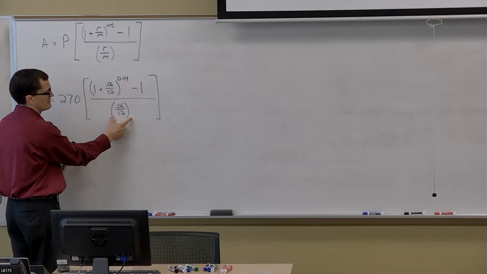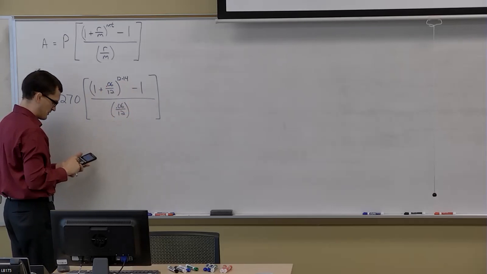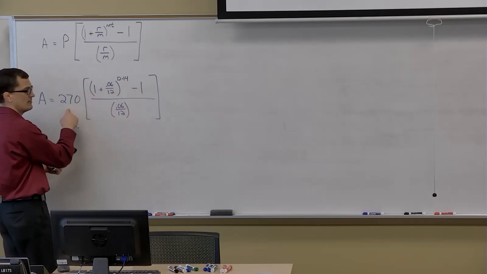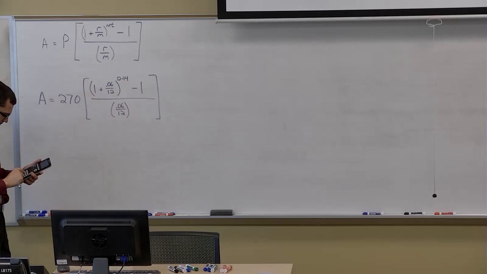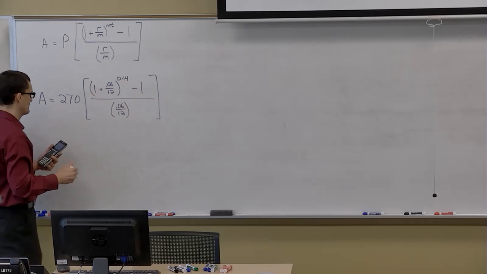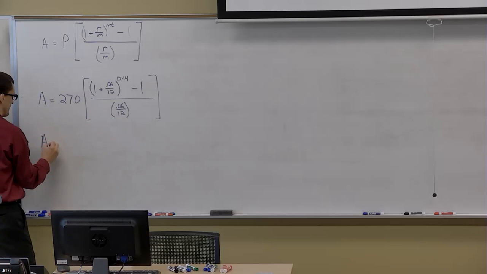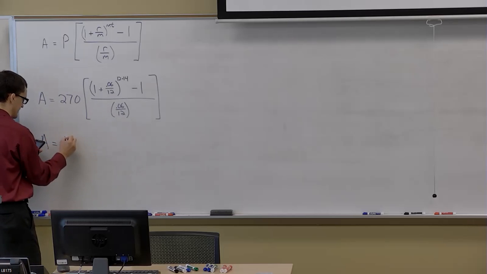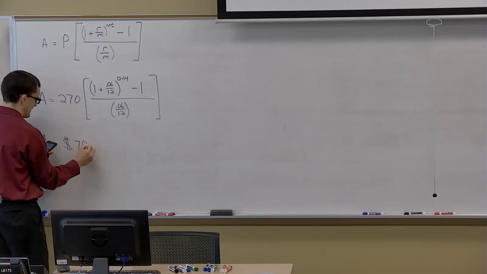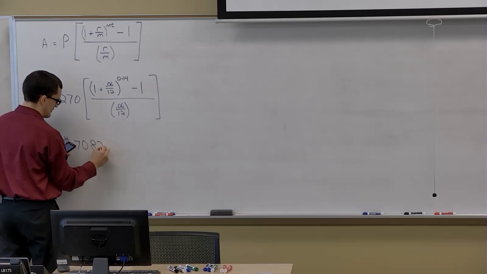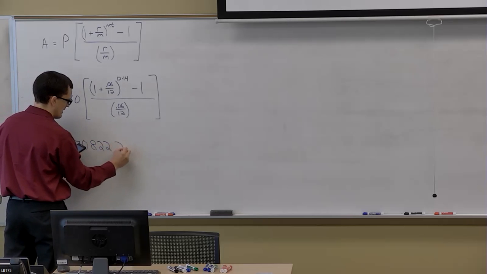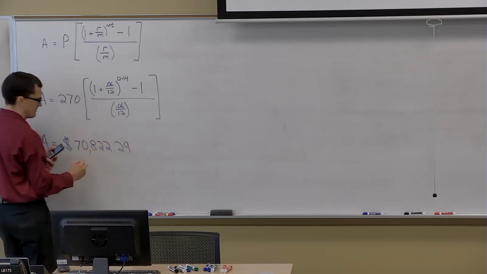Make sure that when you're dividing this, you put this thing in parentheses. So divide by, in parentheses, 0.06 divided by 12. And then multiply by 270. And you should get that the amount you have after 14 years is $70,822.29, rounded to 2 decimal places.